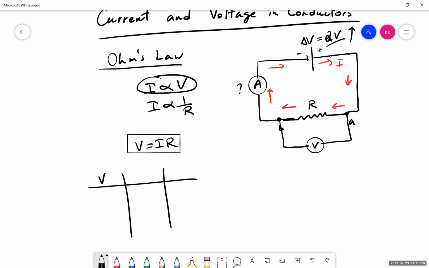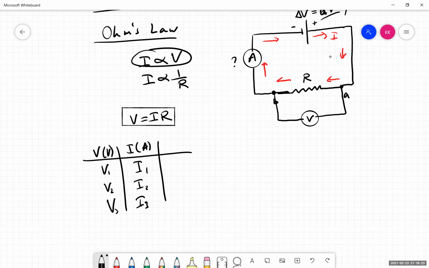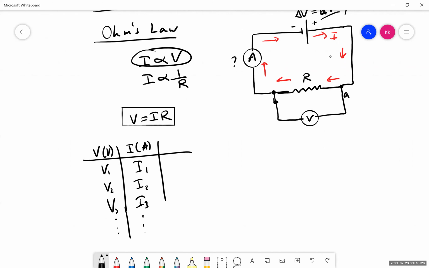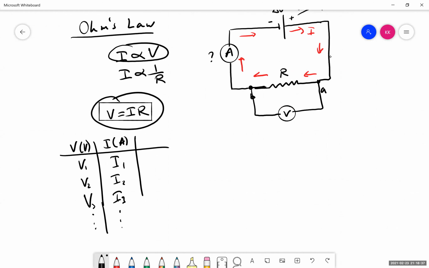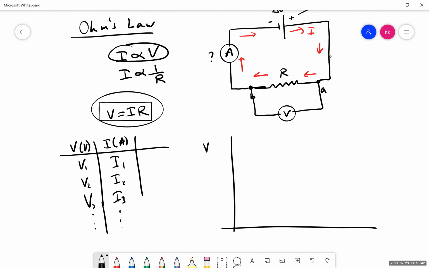So this is going to be my voltage in volts, and let's say this is my current in amps, and I'm going to measure voltage 1, current 1, voltage 2, current 2, voltage 3, current 3, and so on. That means measure the voltage change and the current change accordingly, and use that to plot and find the relationship.